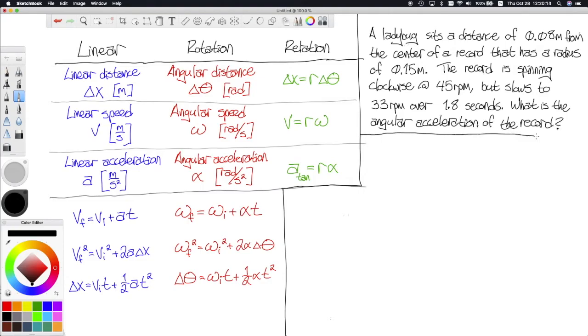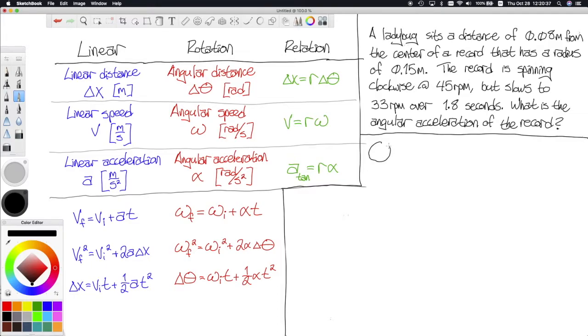So we have a ladybug that is sitting a distance of 0.08 meters from the center of a record that has a radius of 0.15 meters. The record is spinning clockwise at 45 RPMs, but slows to 33 RPMs over the course of 1.8 seconds, and we want to find the angular acceleration of the record.